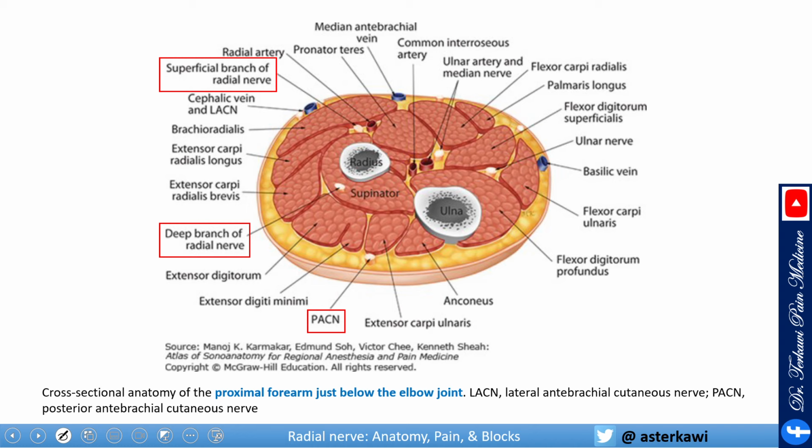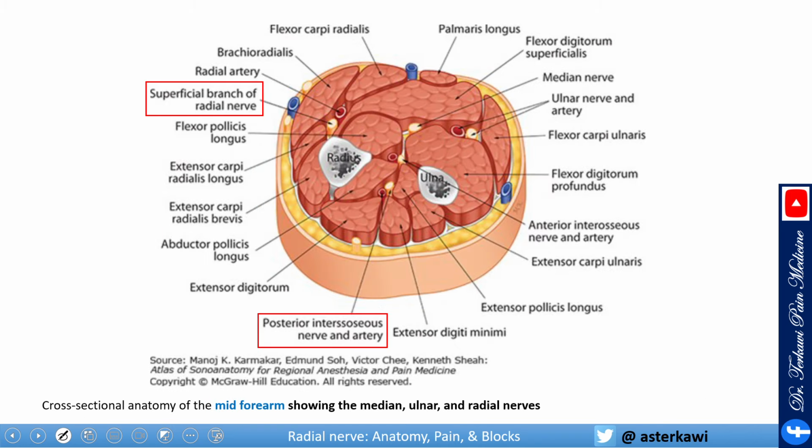Now let's see more axial cuts here in the forearm. This is the proximal forearm. If you notice the deep branch, or the posterior interosseous branch, is inside the supinator now, while the superficial branch is now underneath the brachioradialis and close to extensor carpi radialis. And here you see the posterior cutaneous nerve, or some references call it the posterior antebrachial cutaneous nerve, which is also a branch from the radial nerve in the arm.